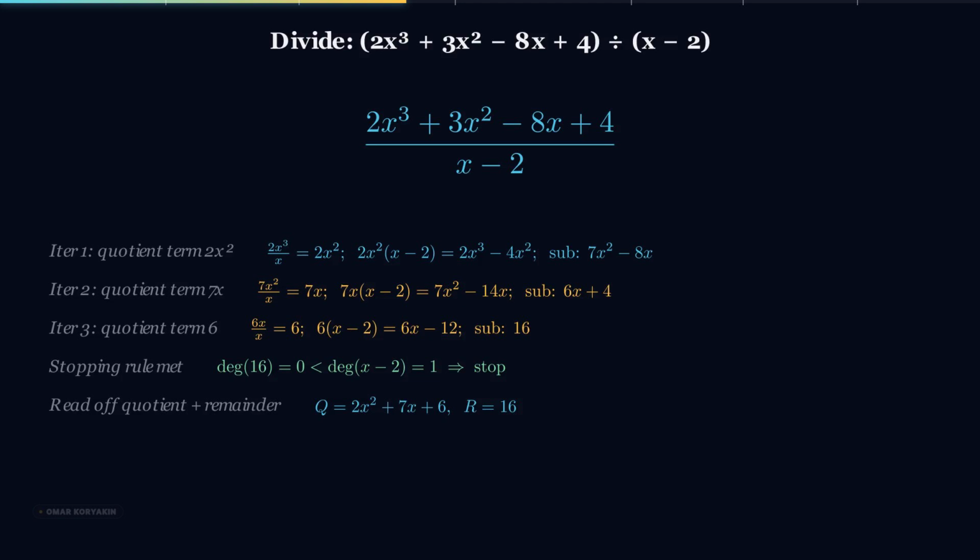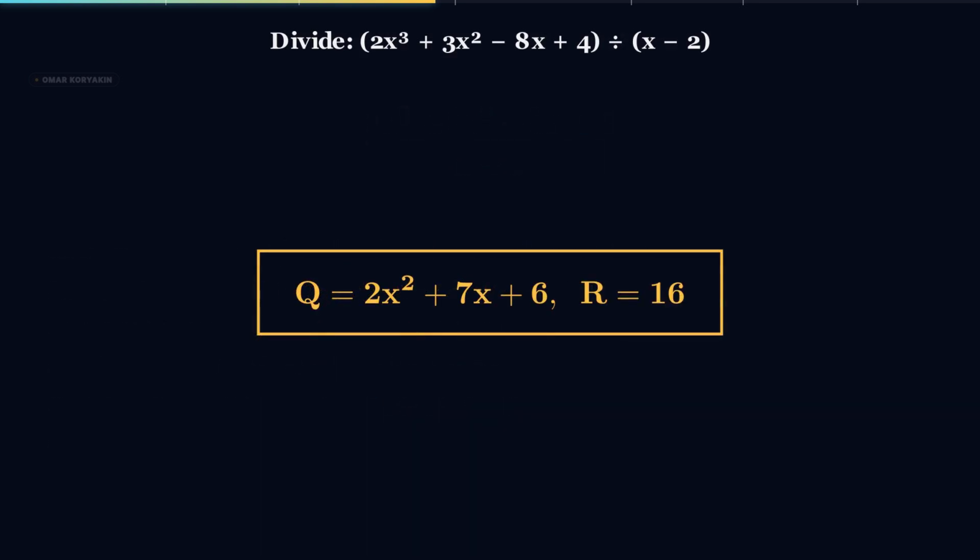Step 5. Verify by multiplication. Multiply 2x squared plus 7x plus 6 by x minus 2: 2x cubed plus 7x squared plus 6x minus 4x squared minus 14x minus 12, which collapses to 2x cubed plus 3x squared minus 8x minus 12. Add the remainder 16: 2x cubed plus 3x squared minus 8x minus 12 plus 16 equals 2x cubed plus 3x squared minus 8x plus 4. This matches the original dividend exactly. The division checks out. So the quotient is 2x squared plus 7x plus 6 and the remainder is 16.